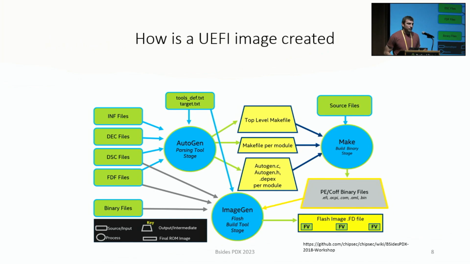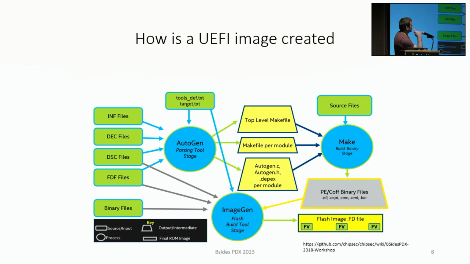If we step into how the source is built real quick, each one can have its own set of libraries and everything, but the configuration files are on the left-hand side in green: the INF, the DEC, the DSC, and the FDF. Then there's a tools file which tells you which build chain you want to use, whether it's GCC, the Microsoft compiler, etc. It goes into an AutoGen process, which creates your make files and everything.